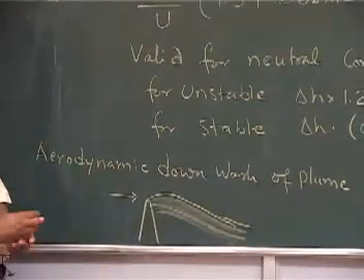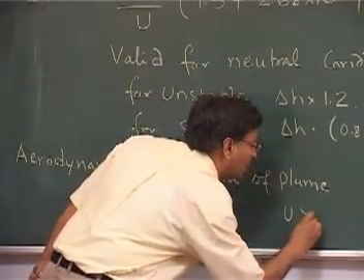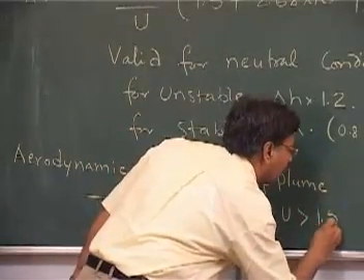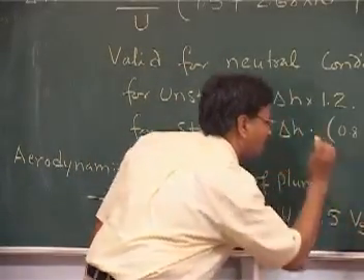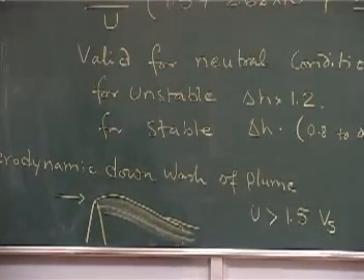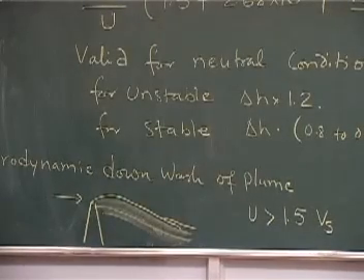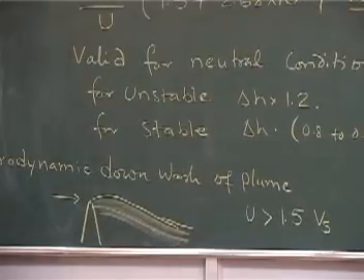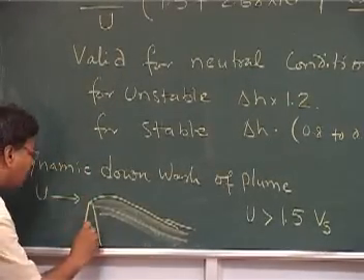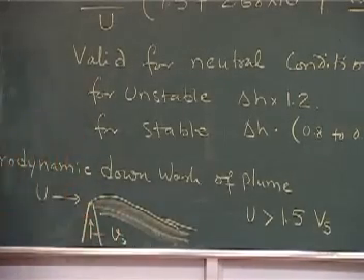When it happens, when the situation is u is greater than 1.5 Vs. This horizontal wind is too high compared to the exit velocity of the exit. This is u, and this velocity inside the chimney is your Vs.